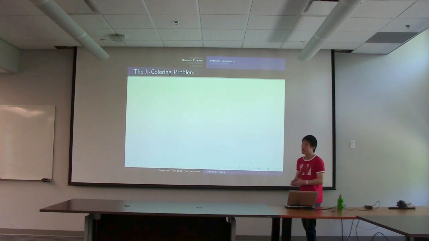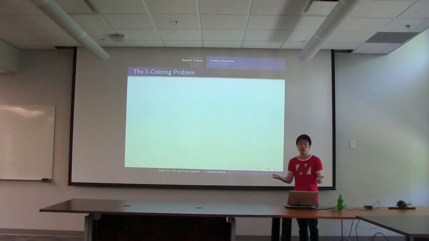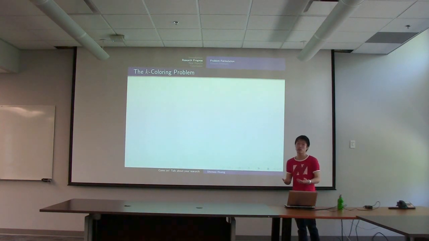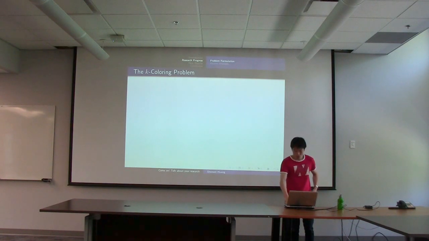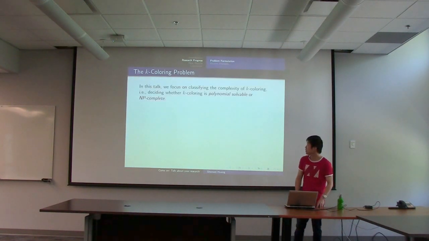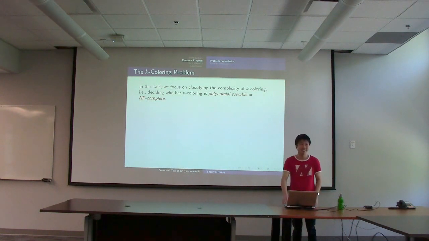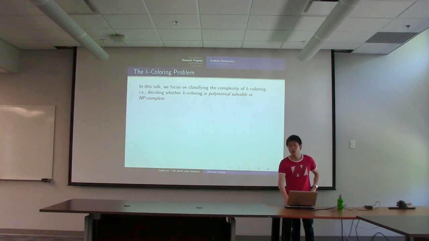And therefore, it is important to study the complexity of coloring problem. Because in reality, if you model your problems as graph coloring, you would like to know whether your graph has some special properties so that coloring problem can be solved quickly. And this is what I am focused on. So here I'm focusing on classifying the complexity of K-coloring, namely deciding whether the K-coloring is polynomial solvable or NP-complete.